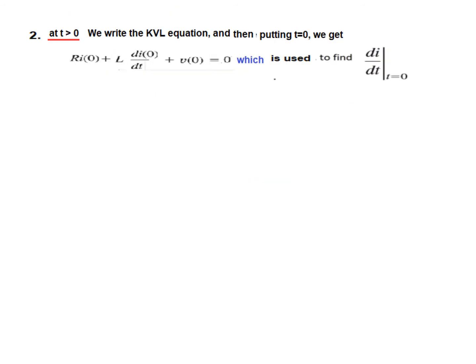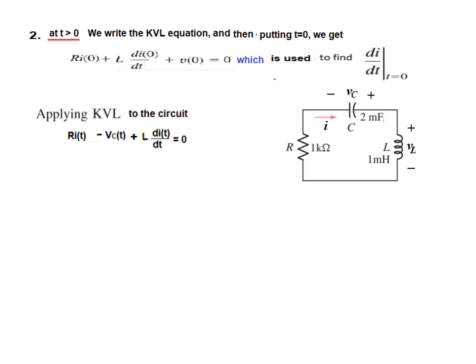Okay, now we come to the second step. For t greater than 0, we have to write the KVL equation, and then putting t equal to 0, we need to find di/dt. So let's see the circuit. This is the circuit, and since this is the current direction, we can mark the voltage polarity here. This is already given as minus, so we'll write it as minus, and this is plus here.